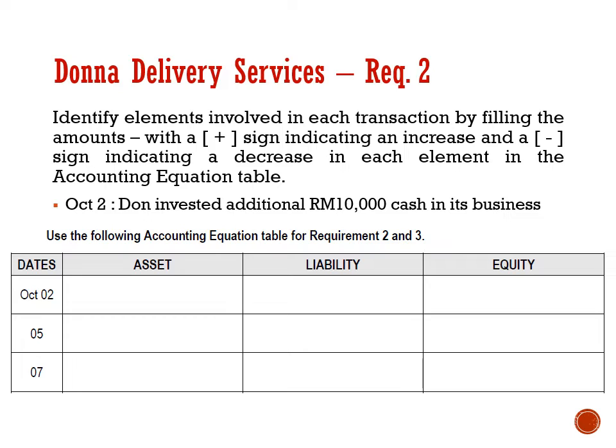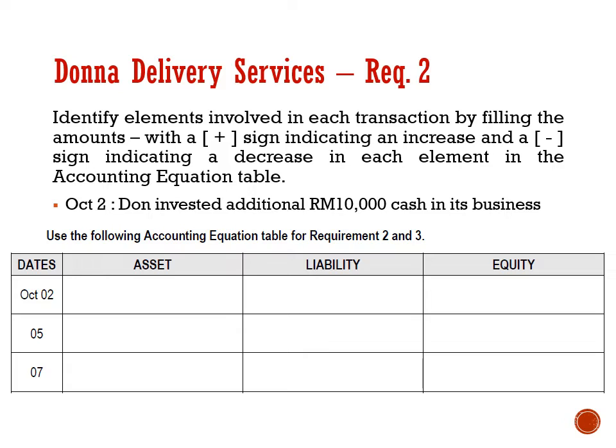For requirement number 2, you need to go through each transaction and identify the element or elements involved in that transaction. Bear in mind that capital, withdrawal, income and expense will be under equity, but they affect equity in total differently, so be careful when you want to put the plus and minus sign to them. Let me just illustrate to you on how it should be done.